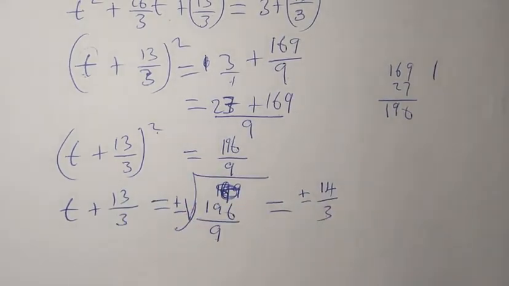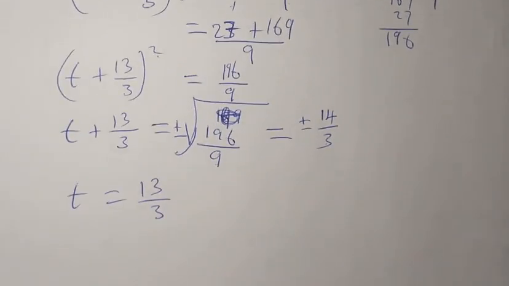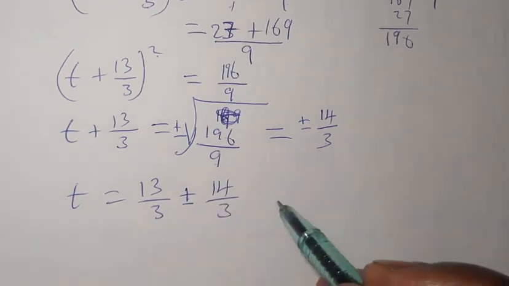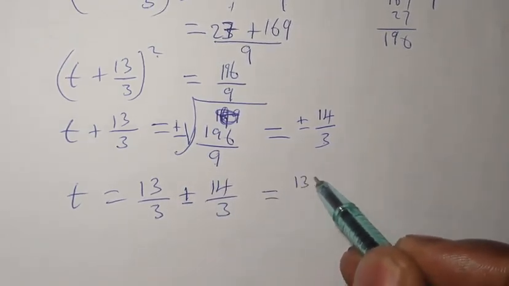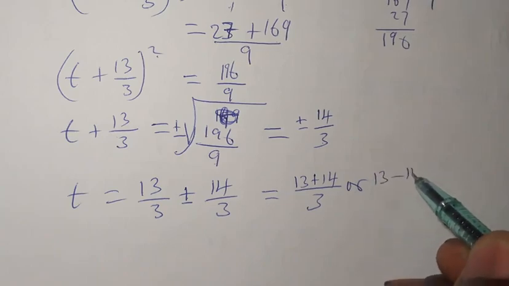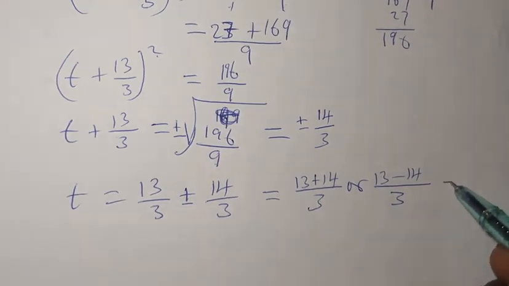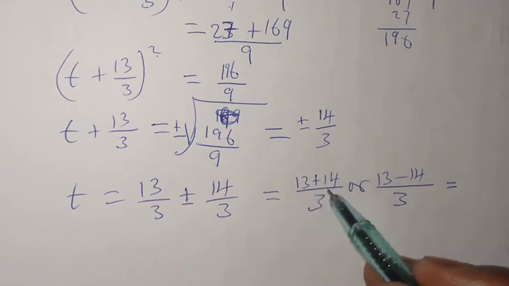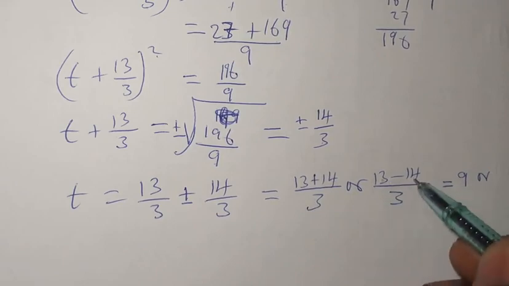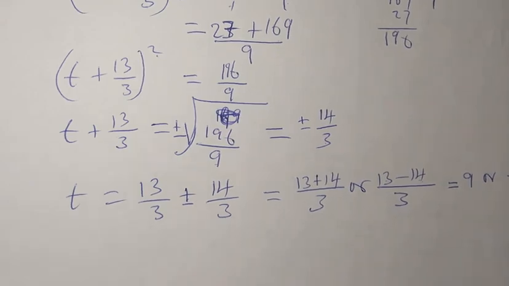So taking this to the other side, we'll have t equal to negative 13 over 3 plus or minus 14 over 3. Then we'll have this to be minus 13 plus 14 over 3 or minus 13 minus 14 over 3. So this will give us the same thing as when you sum this to give us 27. 27 divided by 3 will give us 9. Or this minus this will give us minus 1, so it will be minus 1 over 3. So these are the answers for t.